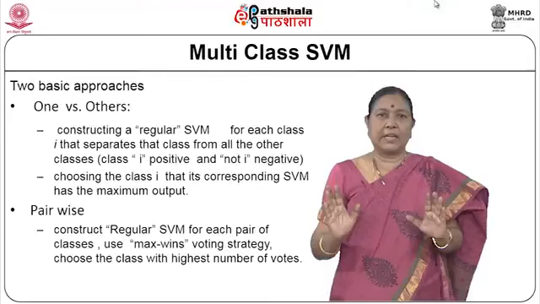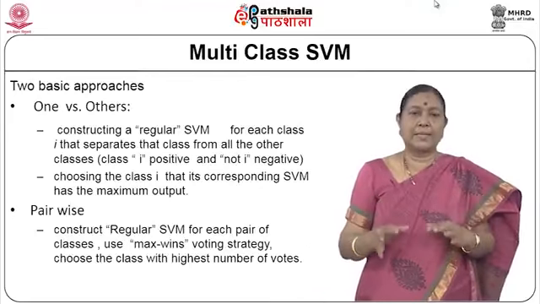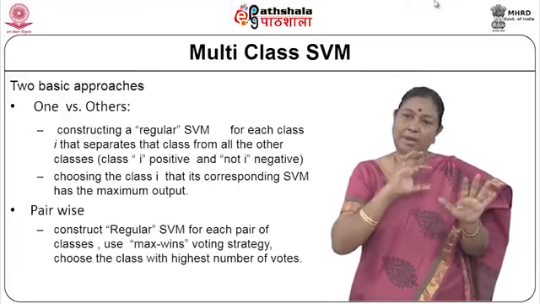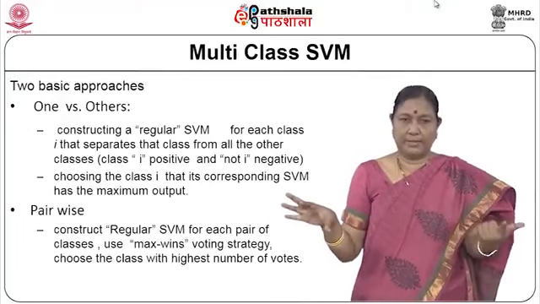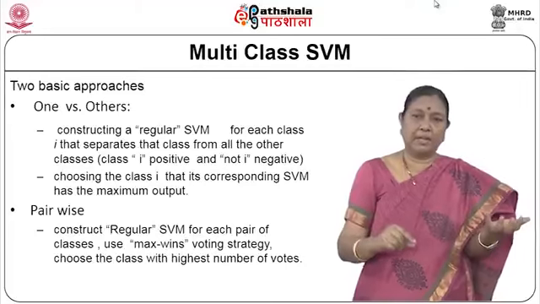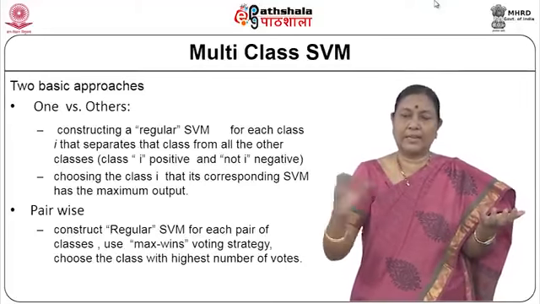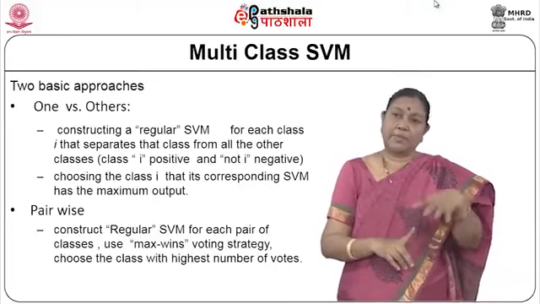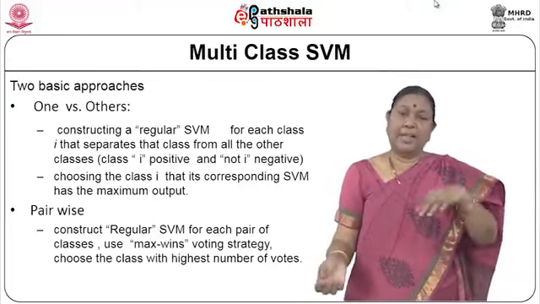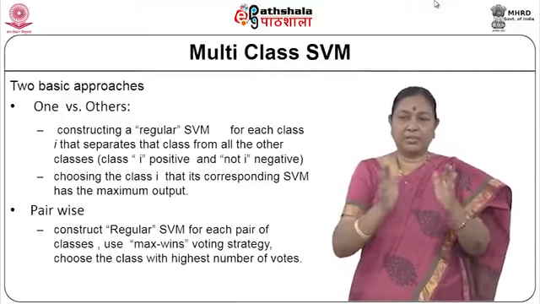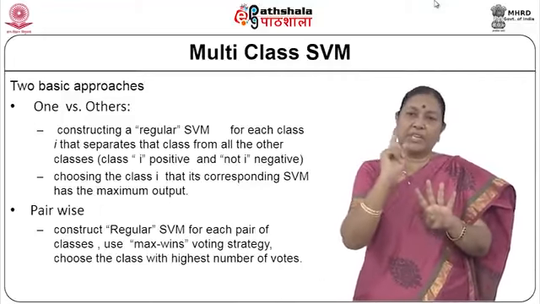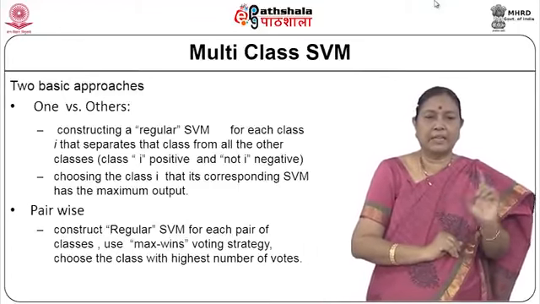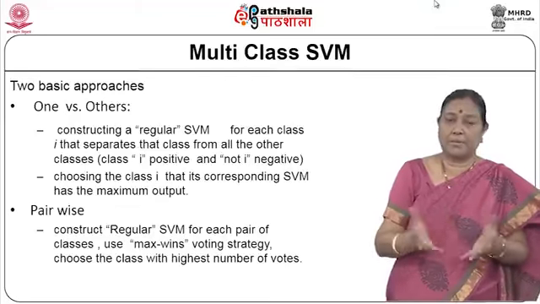For example, suppose I have grades as A, B, C, D, 4 grades. Now, I take A and not A, that is all of B, C, D come under not A, that is one SVM. The next SVM you take B, and all other things, that is A, C, D come under not B, that is the second SVM. Third SVM you have C and A, B, D, and then D and A, B, C. So, like this you have 4 SVMs for each of the classes. That is one way of doing it, and you choose the class i whose corresponding SVM has the maximum output.